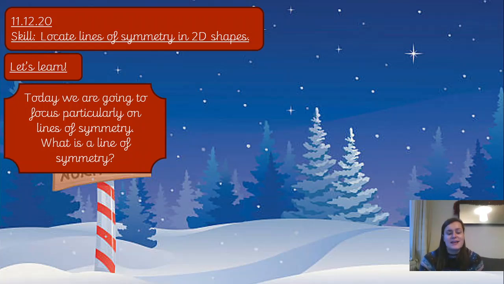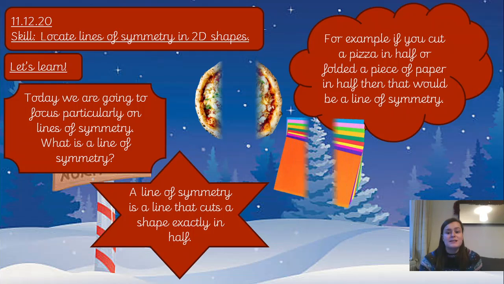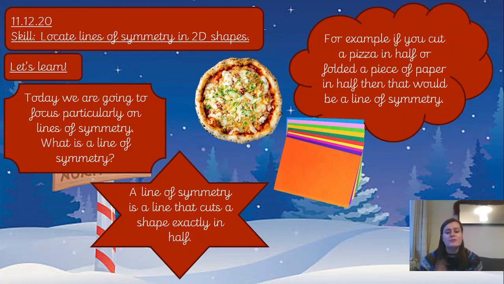So today, as I said, we are going to focus particularly on lines of symmetry. Can you remember what a line of symmetry is? Have a chat with someone at your house, or if you're on your own, have a little think. Can you remember what a line of symmetry is? So a line of symmetry is a line that cuts a shape exactly in half. So for example, if you had a pizza and you cut it in half, or if you folded a piece of paper in half exactly, then that would give you a line of symmetry. So it's splitting one picture into 2, and they're exactly the same.